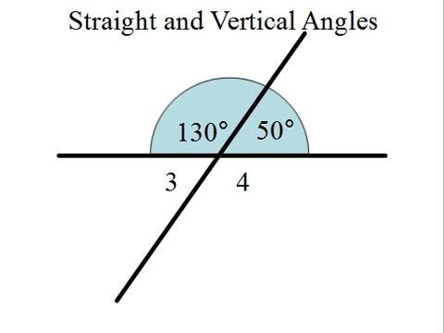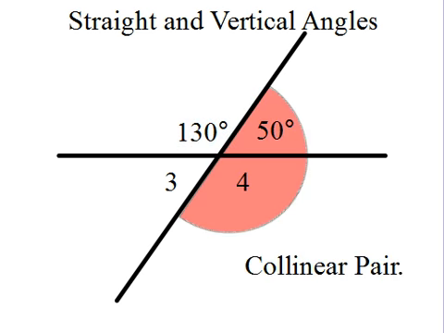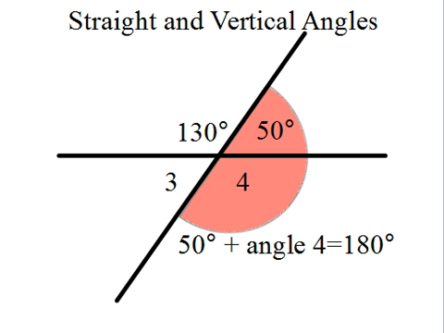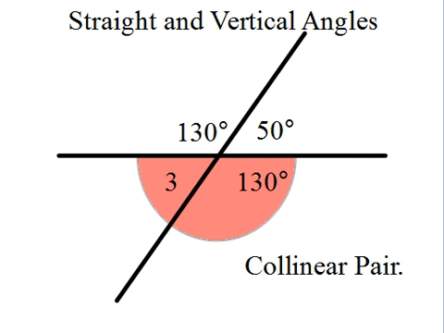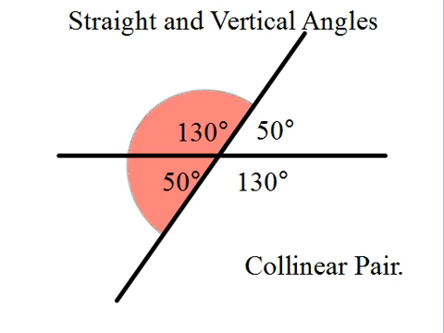Now let's bring back in 3 and 4 here, and let's look at a different collinear pair. Let's look at 50 degrees and angle 4. Well, like we said, this is a collinear pair, so 50 degrees plus angle 4 has got to add up to 180 degrees, so we can see, therefore, that angle 4 must be 130 degrees. Now let's look at our next collinear pair. We've got 130 degrees and angle 3. Well, again, these add up to what? To 180. So we can easily deduce then that angle 3 is 50 degrees. And finally, looking at our last collinear pair, you'll see that they already add up to 180 degrees.